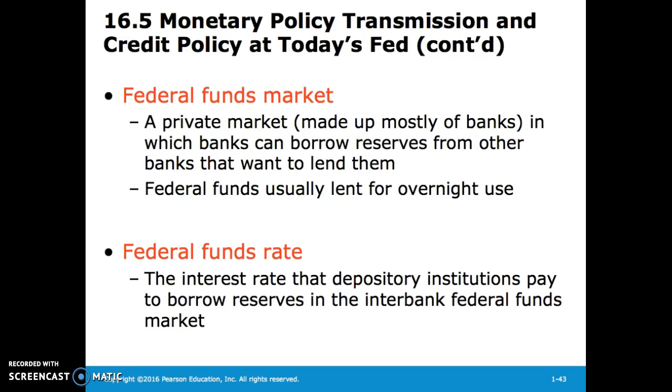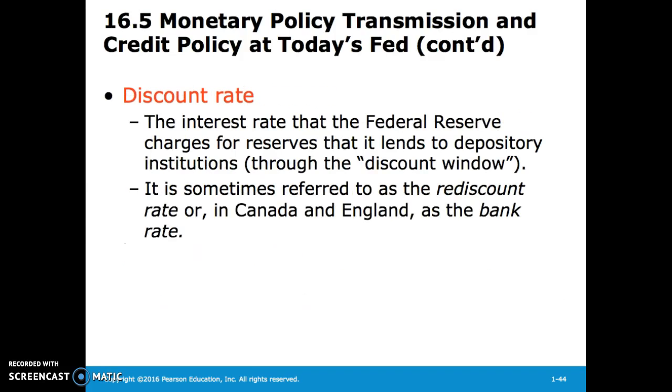The federal funds rate is the interest rate that depository institutions pay to borrow reserves in the interbank federal funds market. The discount rate is the interest rate that the Federal Reserve charges for reserves that it lends to depository institutions through the discount window. It's sometimes referred to as the rediscount rate, or in Canada and England as the bank rate.